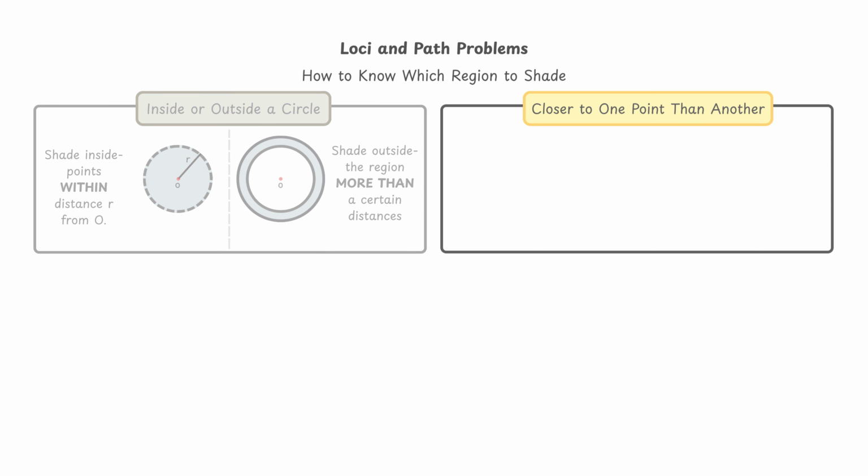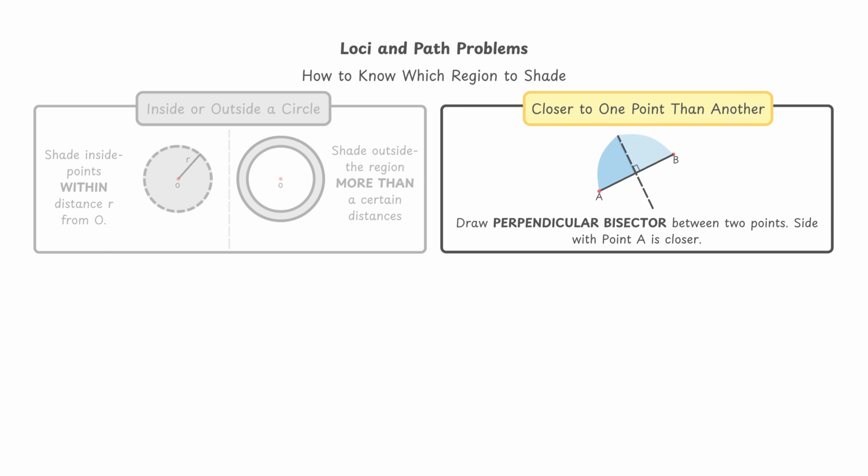Now let's compare distances between 2 points. To find the region closer to one point than another, start by joining the 2 points with a straight line. Next, draw the perpendicular bisector. This line splits the space into 2 equal regions. Every point on one side is closer to point A. Every point on the other side is closer to point B. So if the question asks for the region closer to A, you simply shade the side that contains point A.